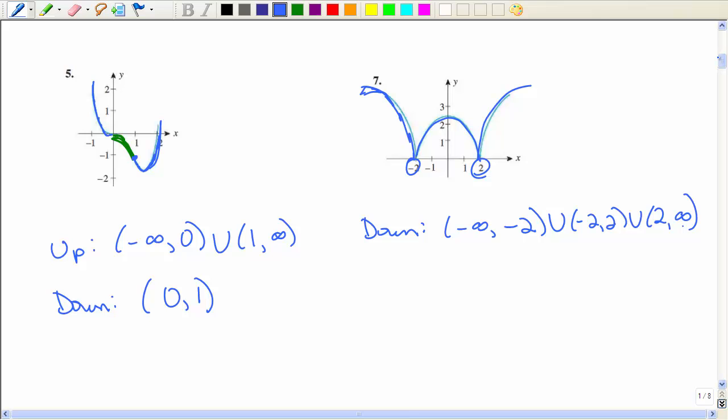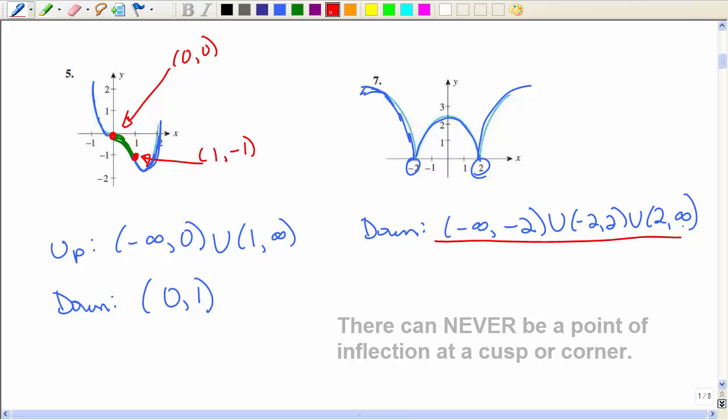In problem number 5, again, you can see the blue and the green, so it changed concavity twice. So we have an inflection point here and here. That looks like (0, 0), and this one looks like (1, -1). On problem number 7, it was concave down the whole time, and so we did not change concavity. We have no inflection points. We do have these 2 points where the derivative does not exist.